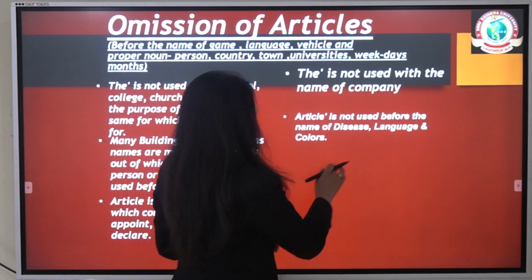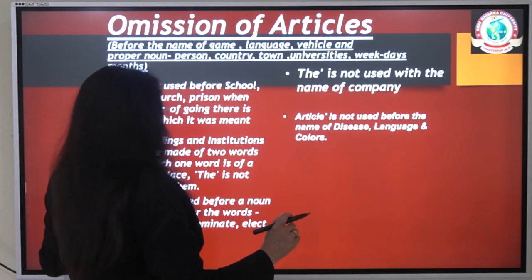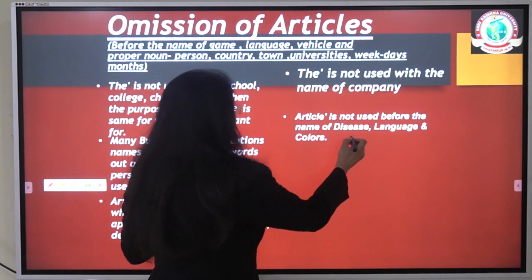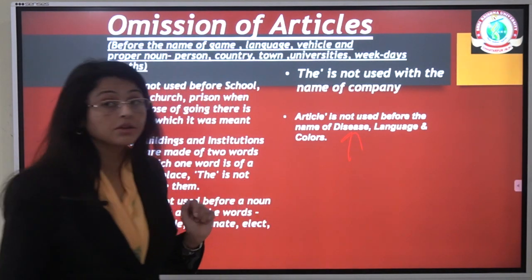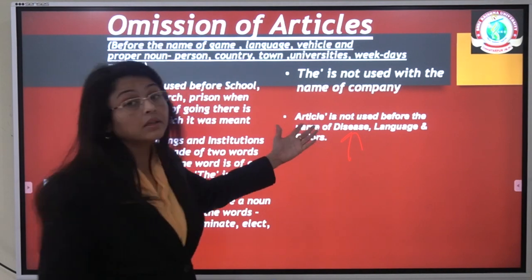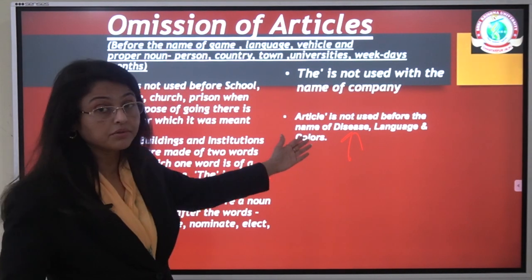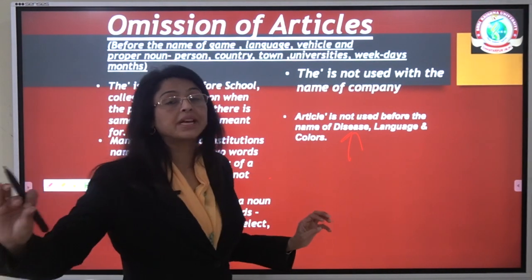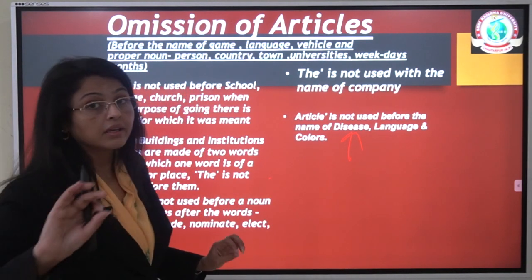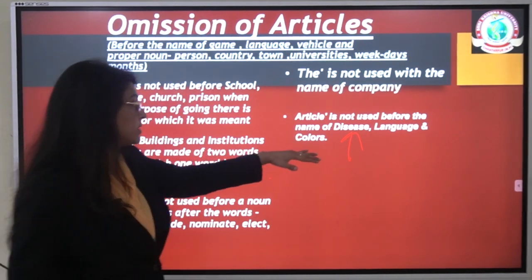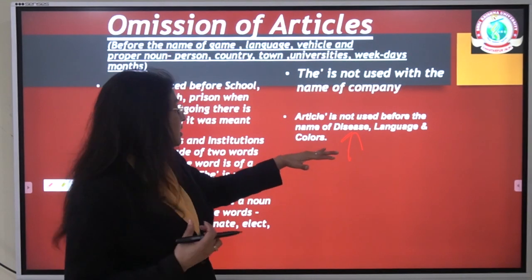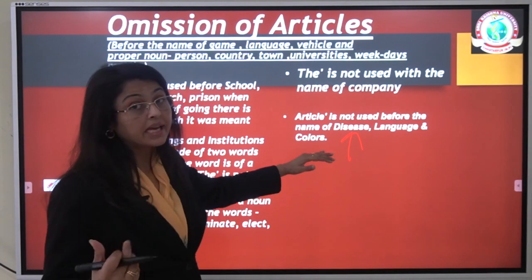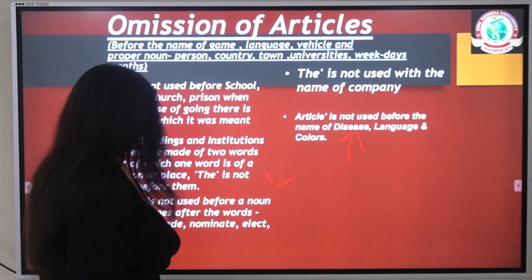Here, diseases. Before disease also, it is not used. Color, the red color. You are not going to use that. Okay, just it is red color. It is the red color. It is a red color. No. In general English, you might speak that, but grammatically, it is not correct.